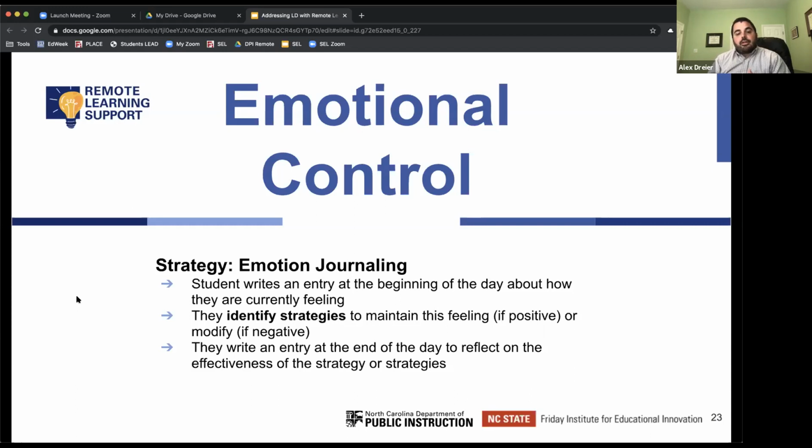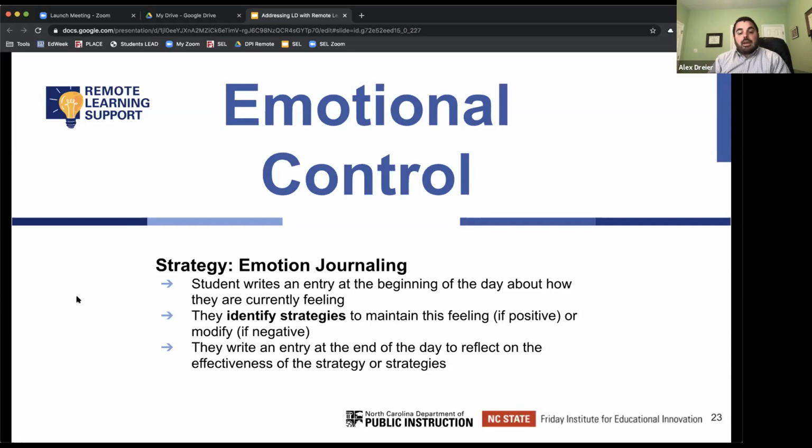So they're identifying strategies, and this is also where there's a blend between learning differences and social and emotional learning, because you're talking here about strategies like being aware of what you're feeling and then knowing how to act based on that awareness. So to maintain that feeling or to modify it, I have to identify some strategies, right? And then finally they write an entry at the end of the day.